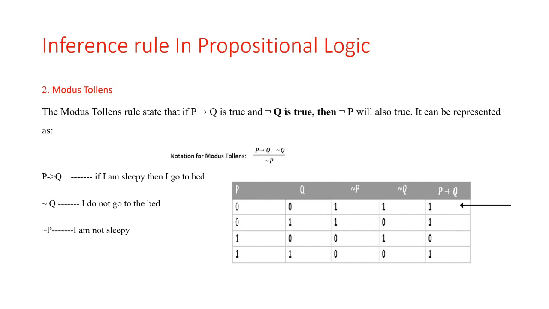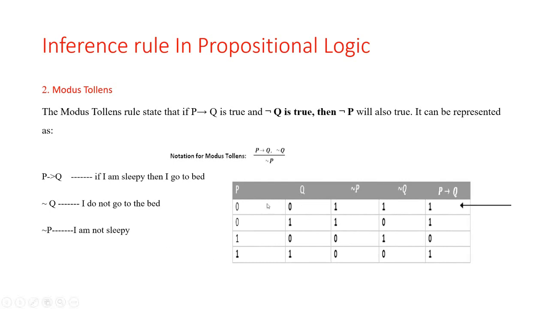If I am sleepy, then I go to bed. So here the P statement is that I am sleepy and the Q statement is I go to bed. So the negation of Q will be I do not go to bed. Okay, and negation of P becomes I am not sleepy. So these are the two negation statements over here. Okay, so now the truth table for the proof of the modus tollens.